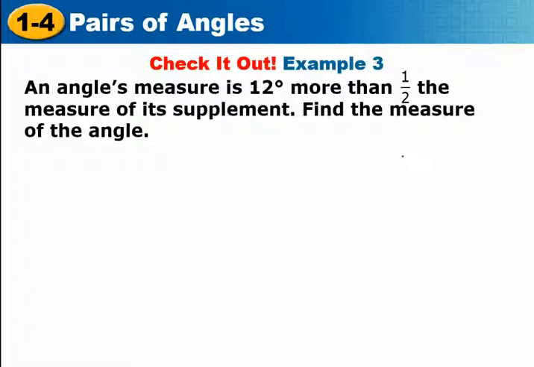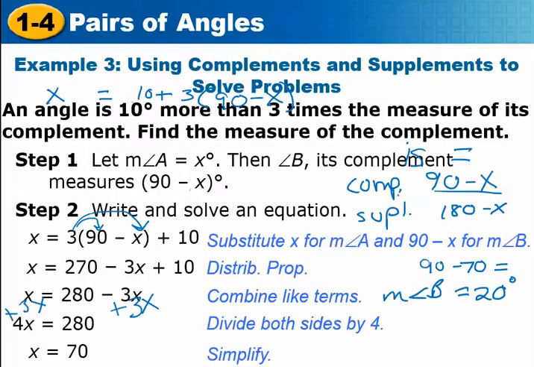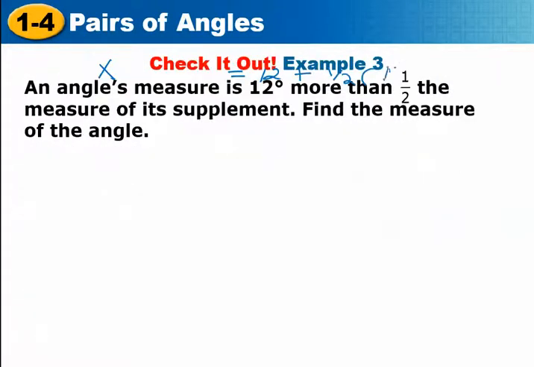All right, here's one for you to try. Let's see, the angle's measure is 12 degrees more than half the measure of its supplement. All right, angle's measure, let's call that x again. Is our equals. 12 degrees more than is going to be 12 plus half the measure. So that's just going to be 1/2 times something. Measure of its supplement. On the page before, we said that supplement was 180 minus x. So 1/2 of 180 minus x.